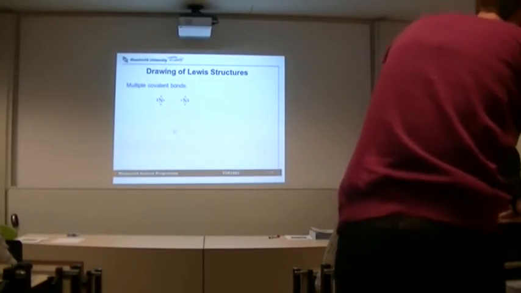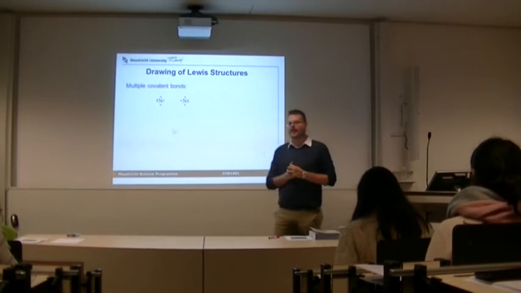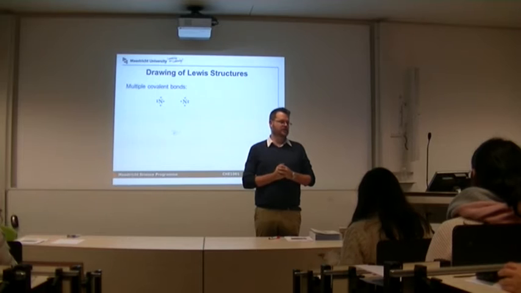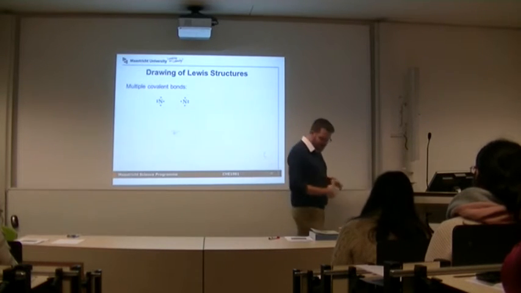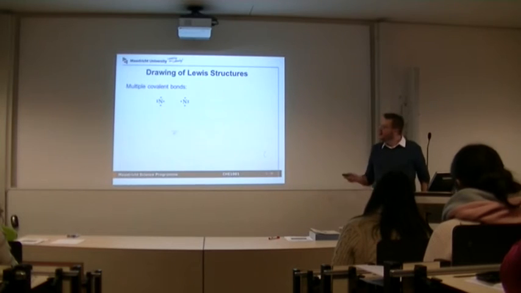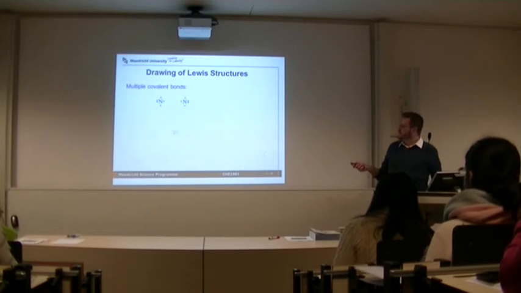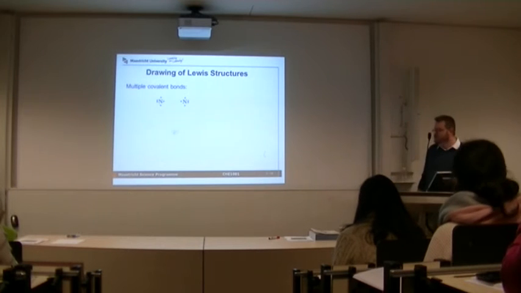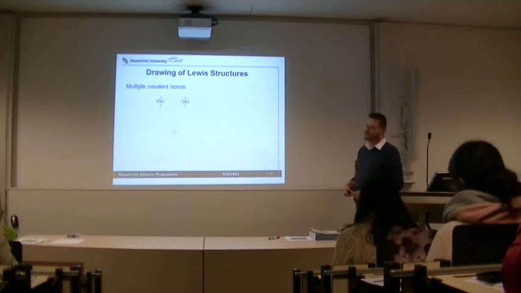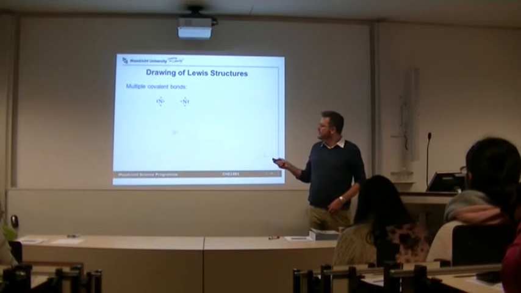So let's now consider the case of diatomic nitrogen, N2. How do we proceed to draw the Lewis structure? Well, we start off by putting down the two nitrogen atoms, and we put the valence electrons around them. In which group is nitrogen? If you look at the periodic table, it's group 5. So each nitrogen atom will have 5 dots.